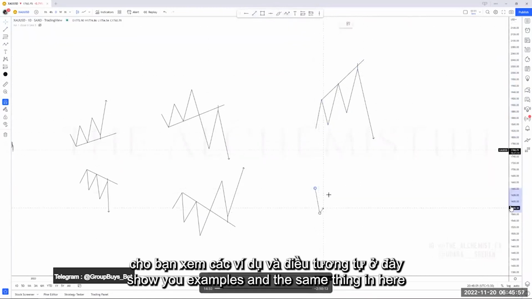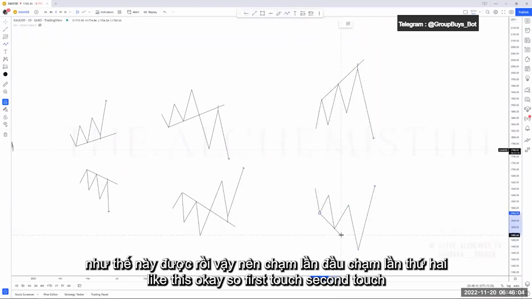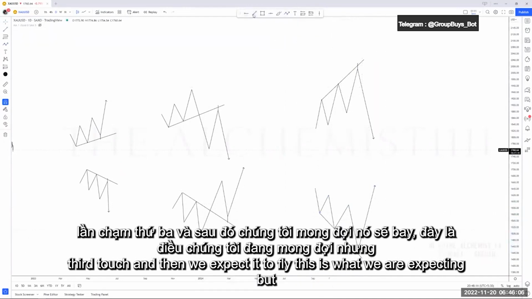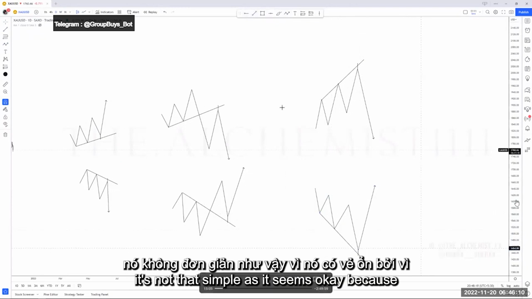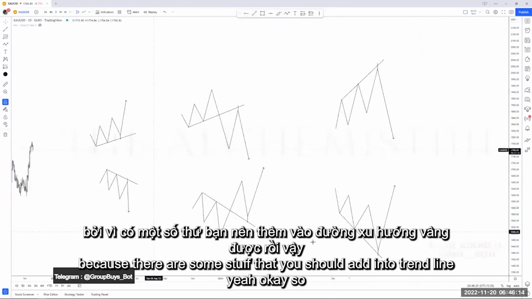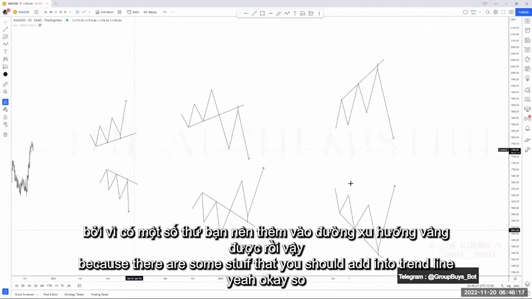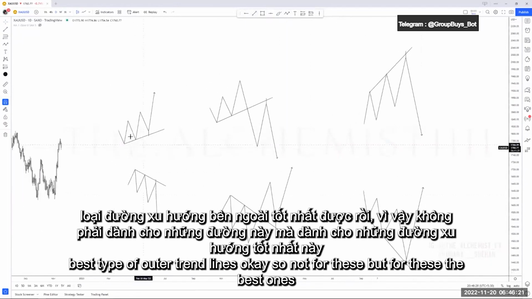And the same thing in here, like this. Okay, so first touch, second touch, third touch, and then we expect it to fly. This is what we are expecting, but it's not as simple as it seems, because there are some things that you should add into the trend line. So remember the best type of trend lines, the best type of outer trend lines.